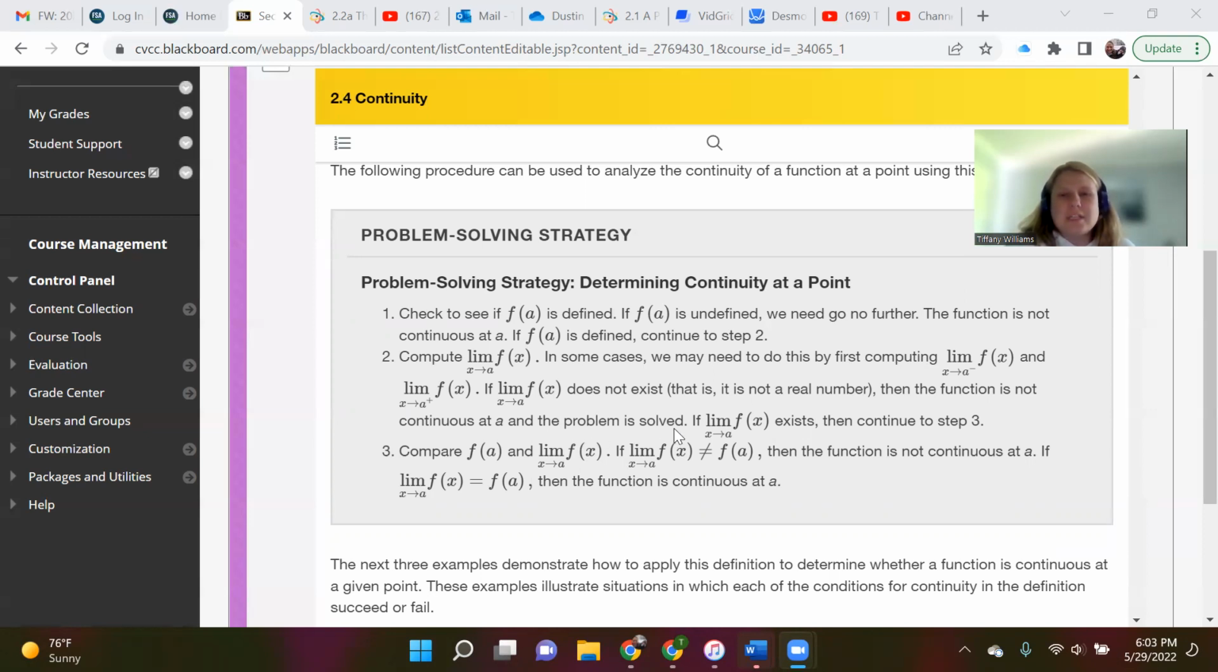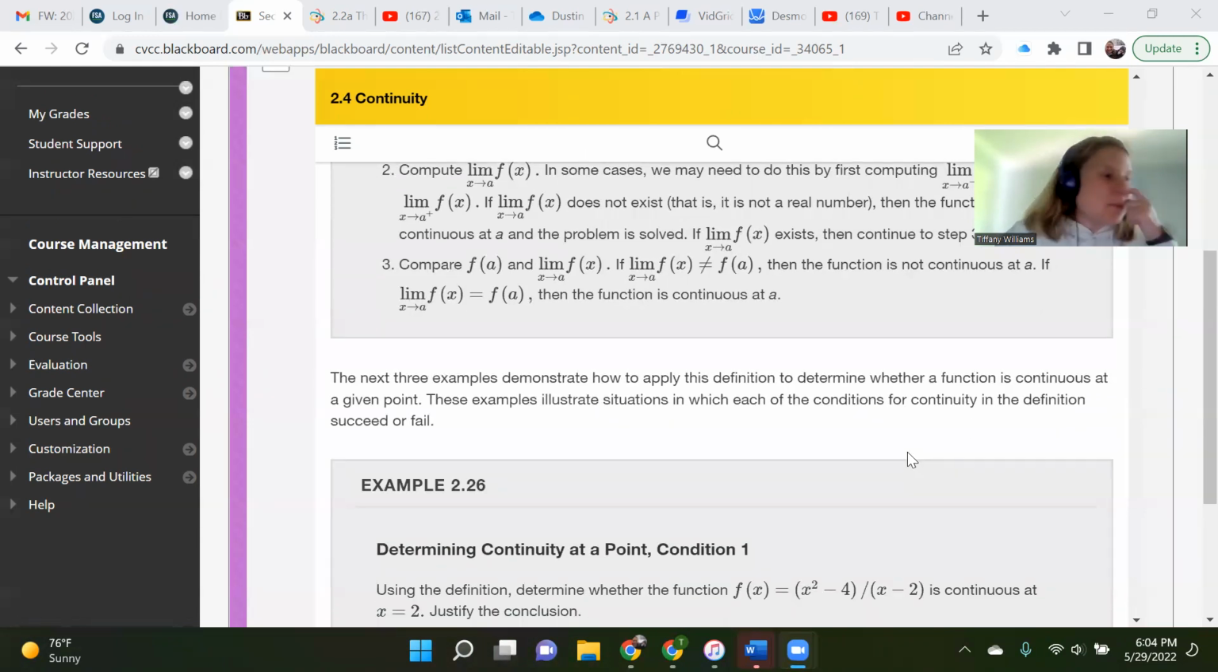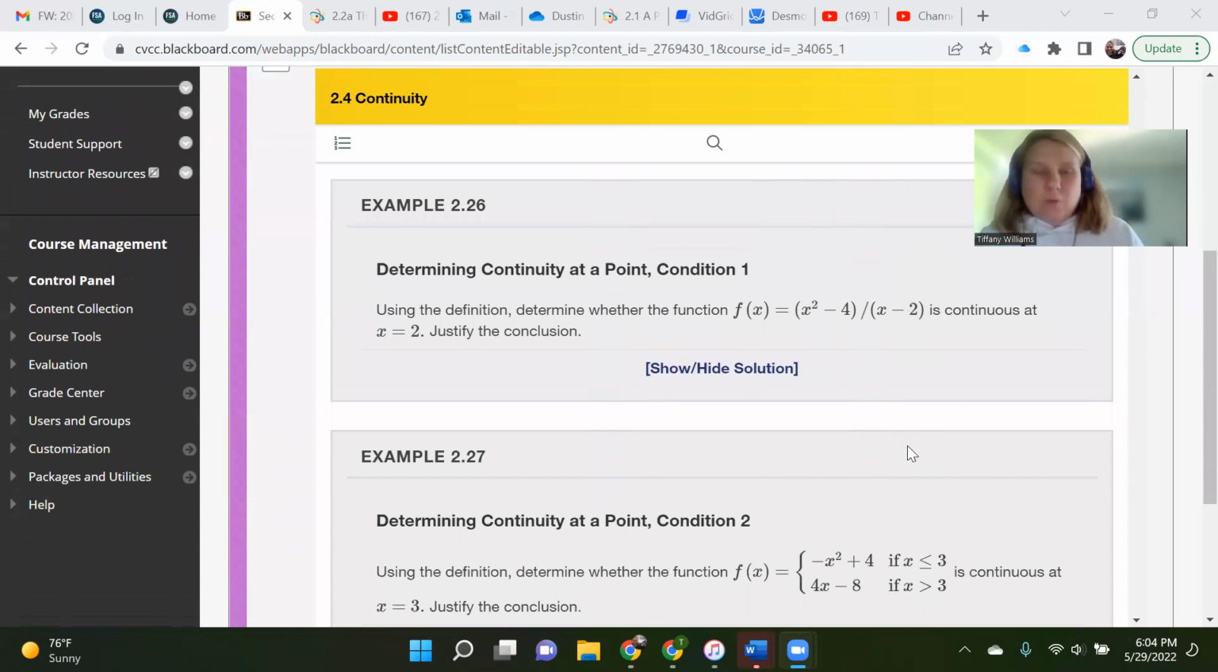If the limit as x approaches a of f of x exists, then we continue on to step 3, and that's where we do our direct substitution: f of a and the limit as x approaches a of f of x. If they're not equal to each other, then the function is not continuous. So the book's going to go into some examples, and I want to go over these examples.